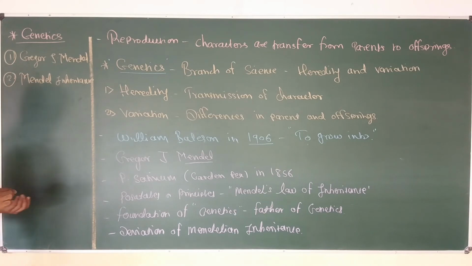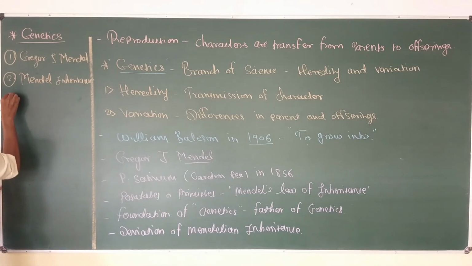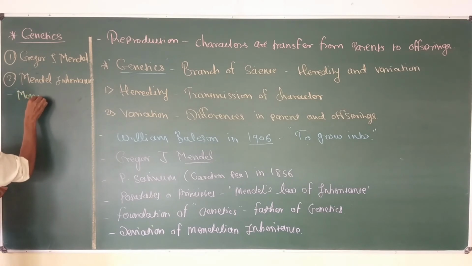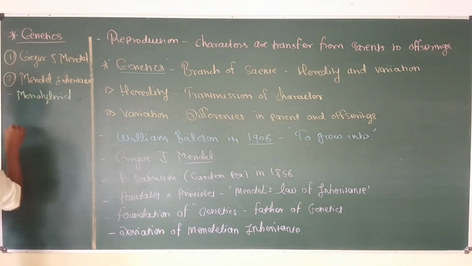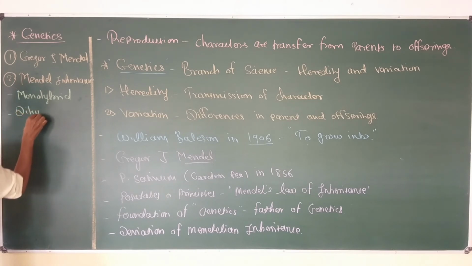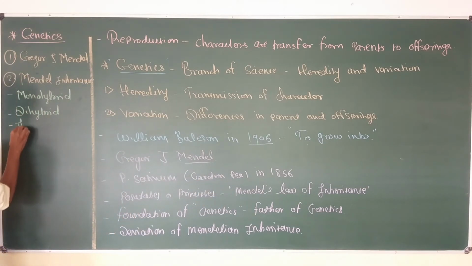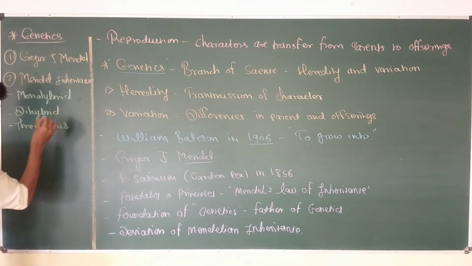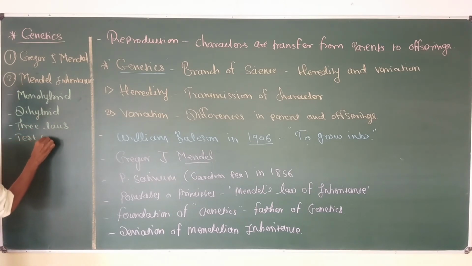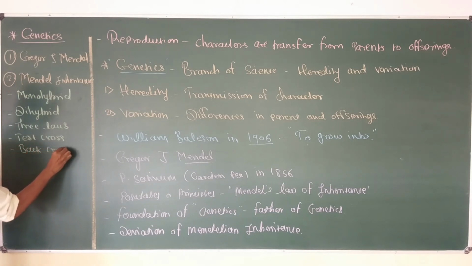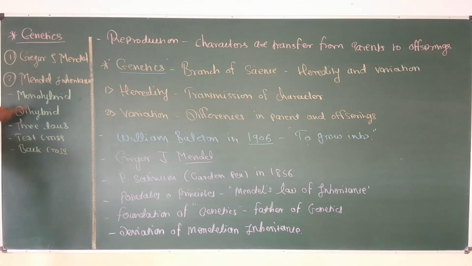In Mendelian inheritance, I'm going to talk about different points like the monohybrid cross, then the dihybrid cross, then the three laws of Mendel called Mendel's laws of inheritance, then the test cross, which was also developed by Mendel, and the back cross. So in Mendelian inheritance, we're going to study all these things. While in the last section of this series, we're going to talk about deviation of Mendelian inheritance.